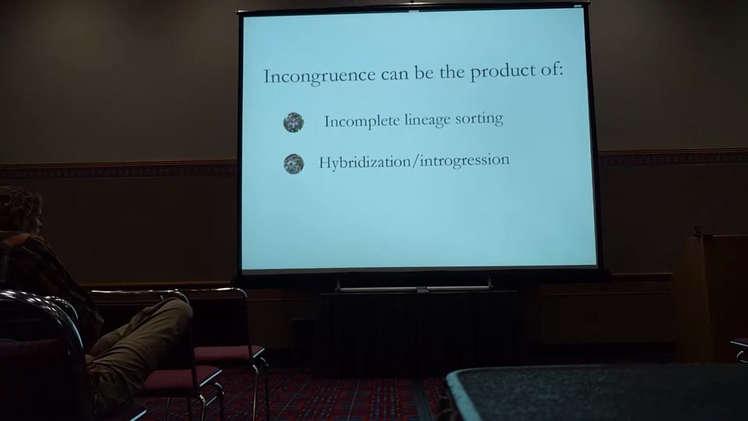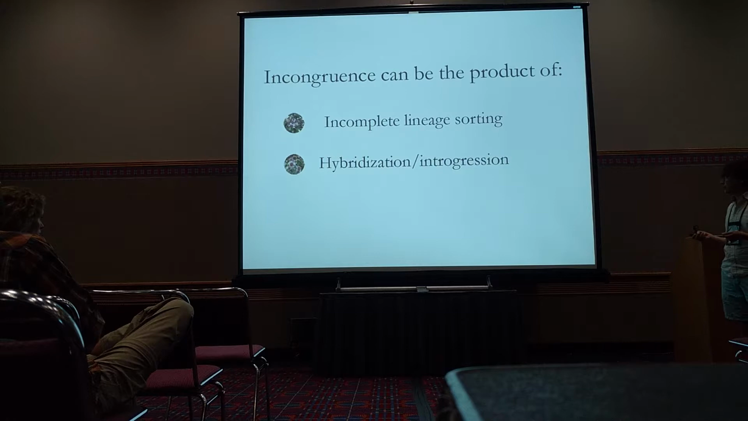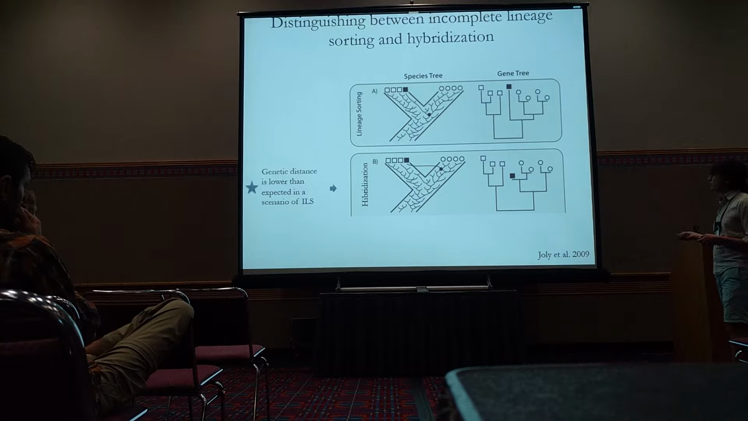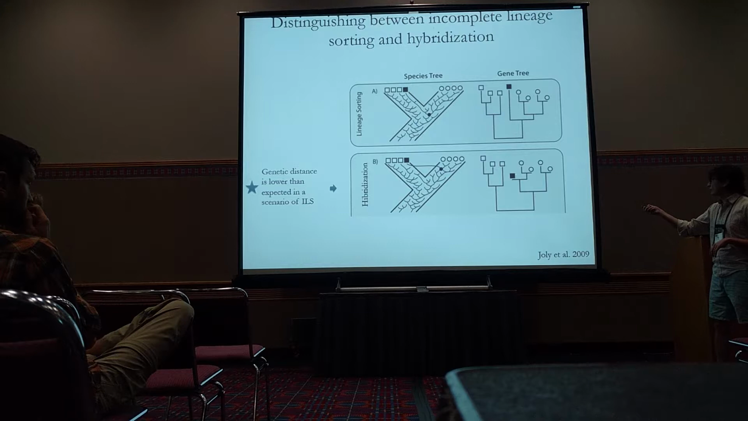Incongruence can be produced by incomplete lineage sorting or by hybridization and introgression. Teasing these two apart is a little bit tricky, especially with this kind of data when you have species at your tips. So I went back to the literature and used a couple of things. The first thing I did was to incorporate the method of Joly et al. Basically, when you have a case of introgression, what you expect is that the coalescence of the introgressed gene tree is going to produce a taxon that does not correspond with your species tree, but the genetic distance is going to be really small with sister taxa.